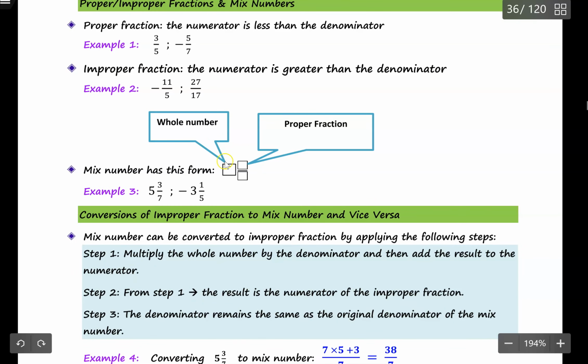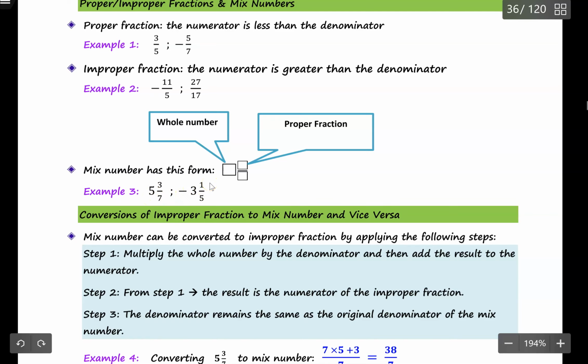But a mixed number has this form. You have a whole number at the front, and then a proper fraction attached to it. You have a whole, and then the remaining part of the number, which is 3/7, represented by a proper fraction. So when you have a mixed number, you cannot have an improper fraction attached to it, because the purpose of a mixed number is to present the fraction in terms of its proper fraction with a whole.